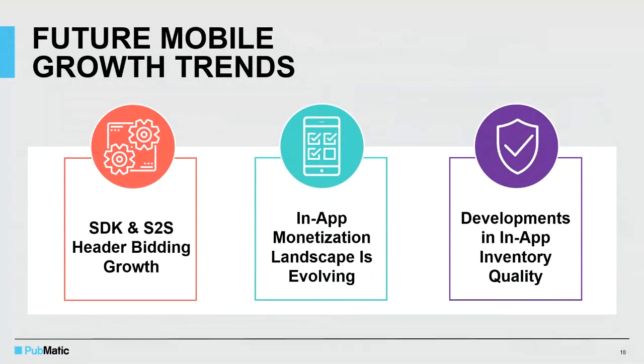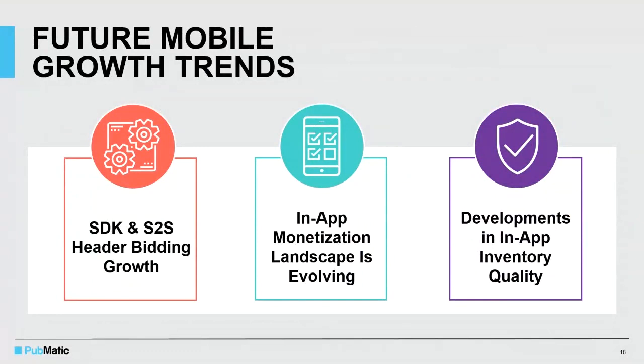And the second one I want to call out here is open measurement. As Amanda said, the IAB released this open measurement SDK back in April. And with anything new, it takes a little while to get industry adoption, but we're really seeing a strong push in the industry towards adopting open measurement. And we think that's going to be really important, particularly for bringing brand dollars into in-app inventory.